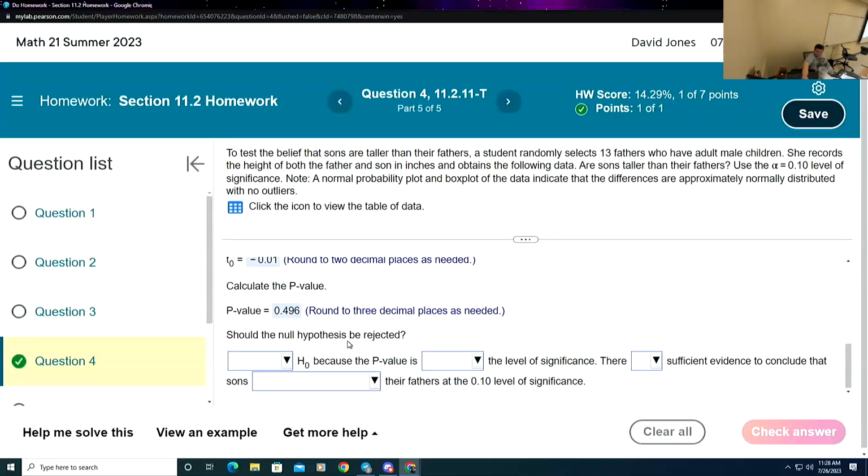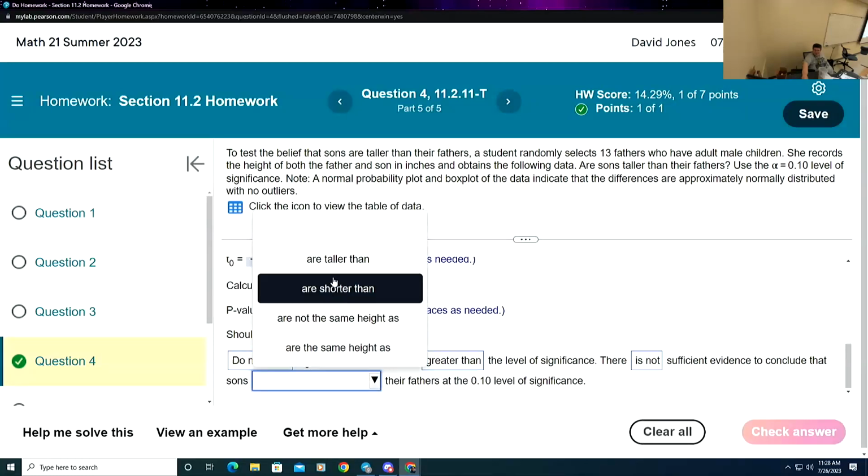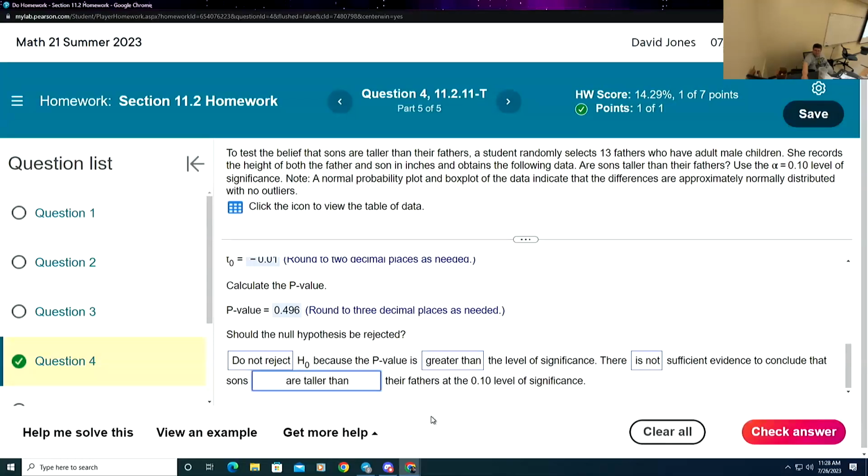Should the null hypothesis be rejected? The p-value was greater than it. We said do not reject. Do not reject H naught because the p-value is greater than the level of significance, which means there is not enough evidence to conclude that sons are taller than their fathers at the 0.10 level of significance.